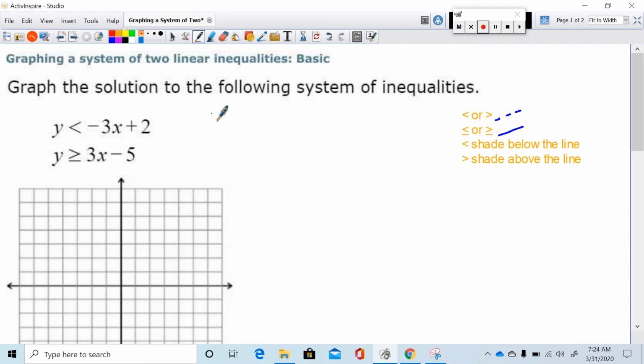So I'm going to write these side by side so that I can actually work with them. So y is less than negative 3x plus 2, and y is greater than or equal to 3x minus 5. Okay, these are both in standard form. First of all, this first one, the inequality is not underlined, so it's going to be a dotted line. And it's less than, so it's going to be below the line. I always determine that before I start working with whatever information I have.